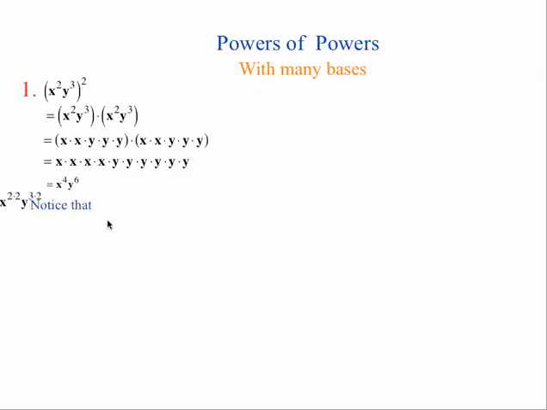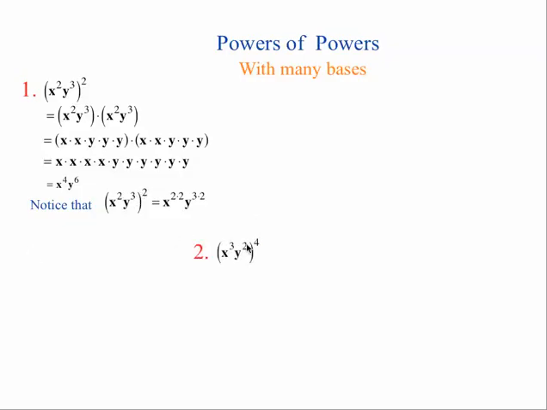Now notice that x to the 2, y to the 3, in brackets, all to the power of 2 is the same as if that 2 came in and multiplied the 2 to give us x to the 2 times 2, and the 2 came in, distributed in, multiplied the 3 exponent, giving us y to the 3 times 2. It's like the 2 distributed to multiply each of these exponents.